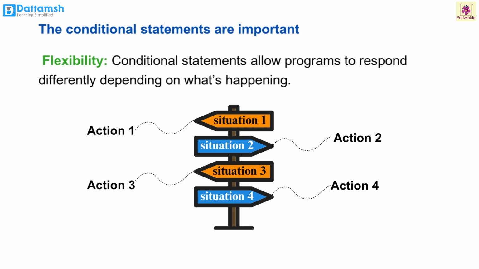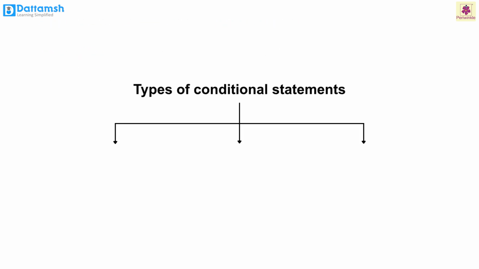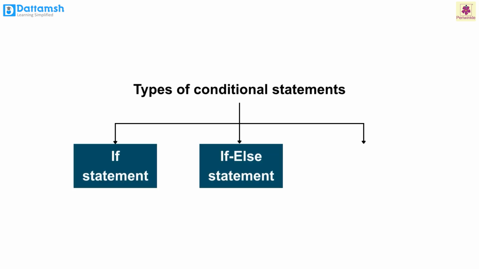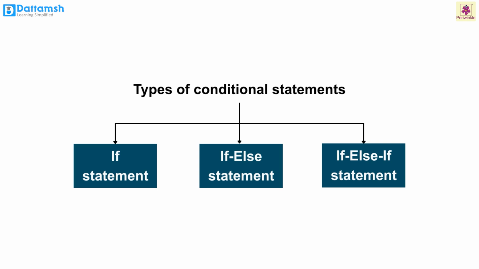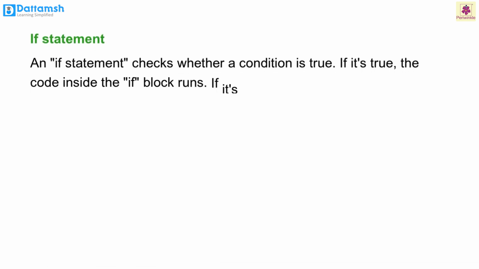Conditional statements can be categorized into several types based on how they work. The main types of conditional statements are if statement, if else statement, if else if. If statement. An if statement checks whether a condition is true. If it's true, the code inside the if block runs. If it's false, the program skips the code.